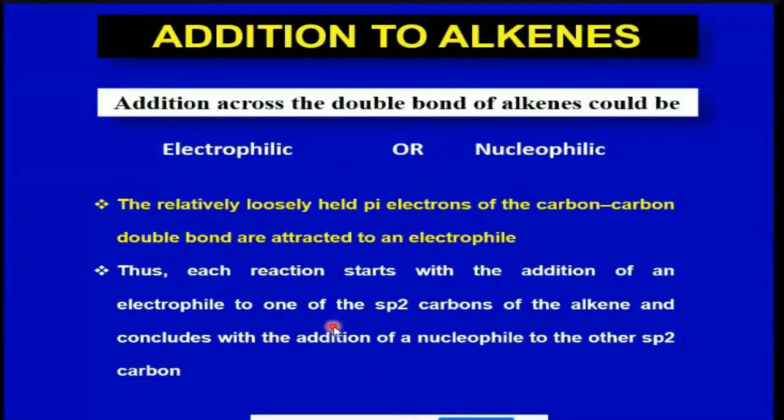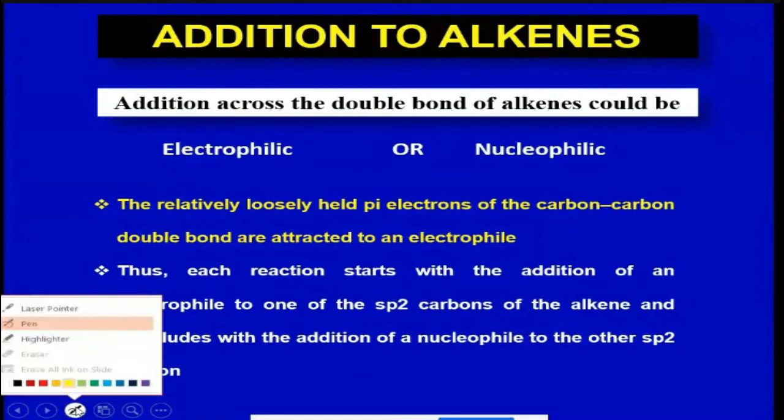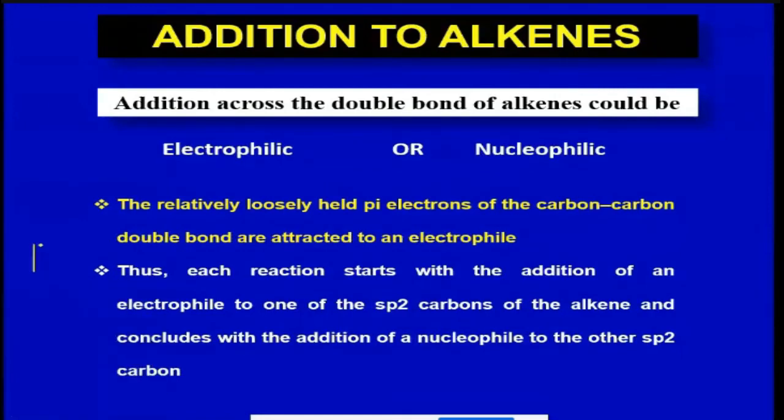There are two sp2 carbons involved in a carbon-carbon double bond. So the electrophile attaches to one of the sp2 carbons, and it concludes with the addition of a nucleophile to the other sp2 carbon. So the start of the reaction will be initiated by the double bond or the pi electrons. They will attack the electrophilic part of the molecule.